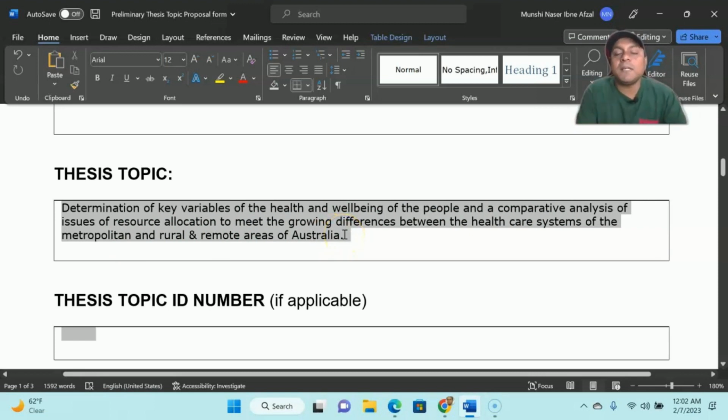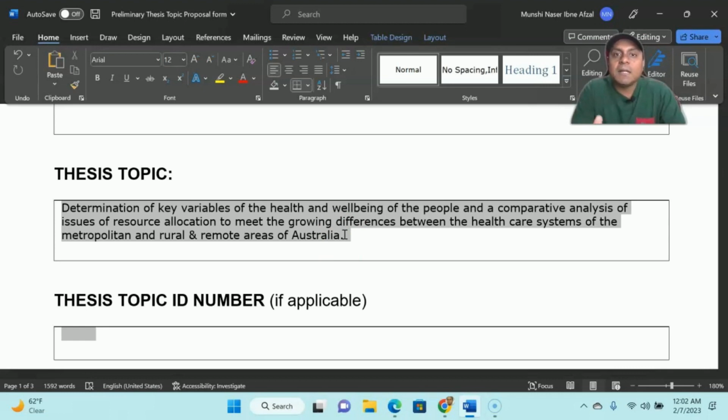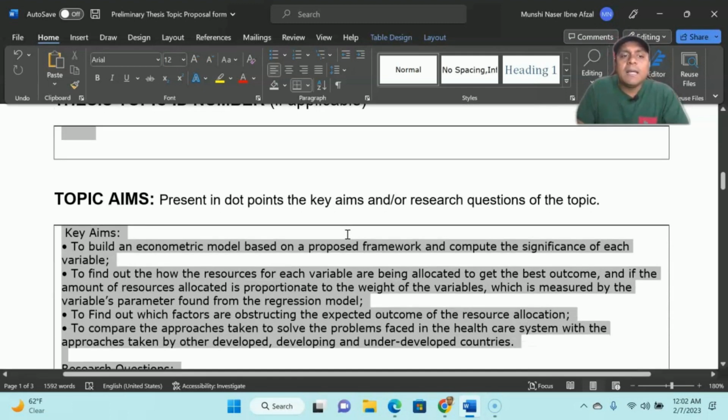Although the thesis topic is long, it doesn't matter at the initial stage; it might be narrowed down later on. At this stage, it's just focusing on the domain of your interest, and I'm focusing on the health system, well-being, a comparative health system of metropolitan and rural areas of Australia. Now here I choose the aims and scopes.